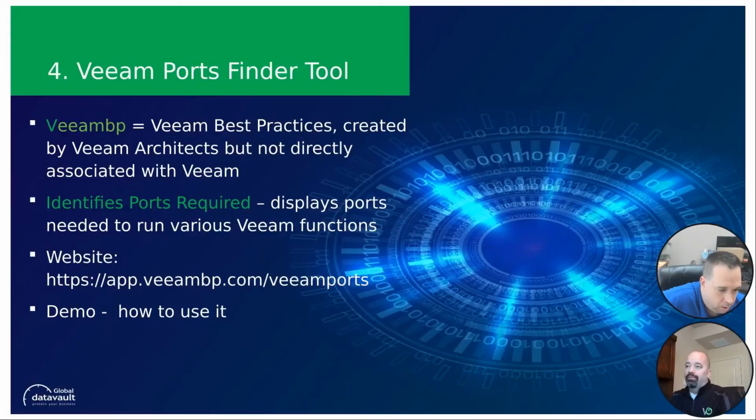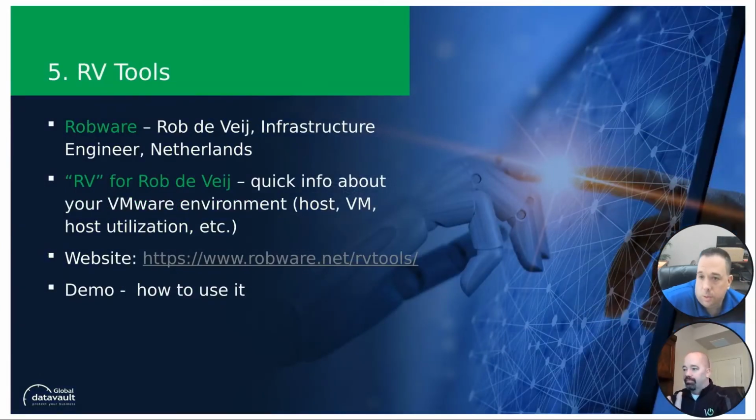The next tool that we're going to talk about is called RV Tools, and it stands for the name of Rob, I'm not going to mispronounce his last name, but he's an infrastructure engineer from the Netherlands. These tools are really well known. They give you information about your VMware environment. If you've seen VM1 or vCenter reporting, it's similar to that, but it's a very lightweight tool. It's very easy to use, and you can get the information delivered to you in several formats.